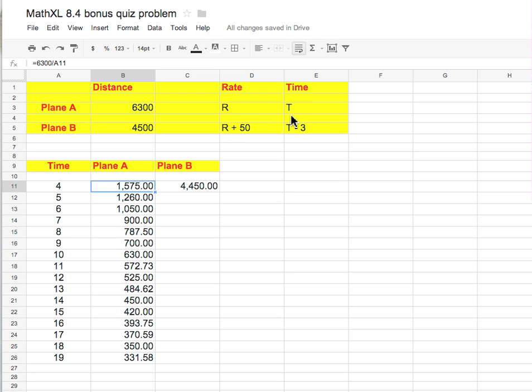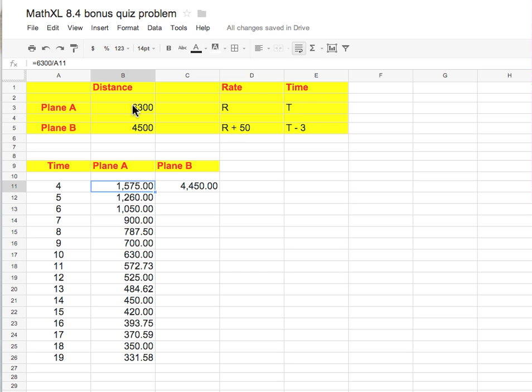The other value of the experiment is I get a feel for the problem. I'm going to play with different values of time. And I decided, okay, well, suppose the planes are in the air, plane A is in the air for 4 hours, t is equal to 4. Then plane B is in the air for 1 hour. So I had to choose a number greater than 3, and 4 was the first convenient number.